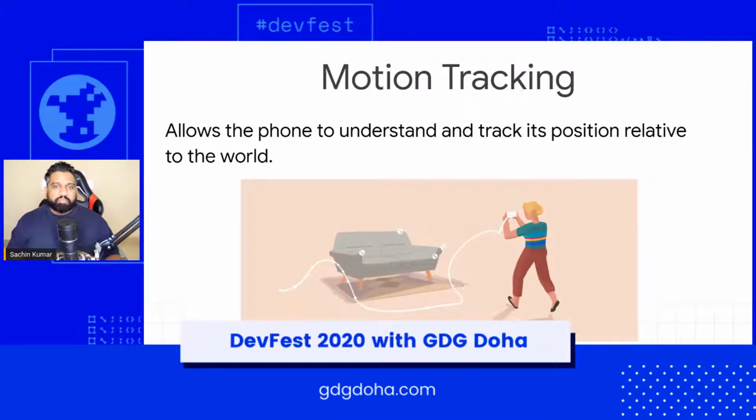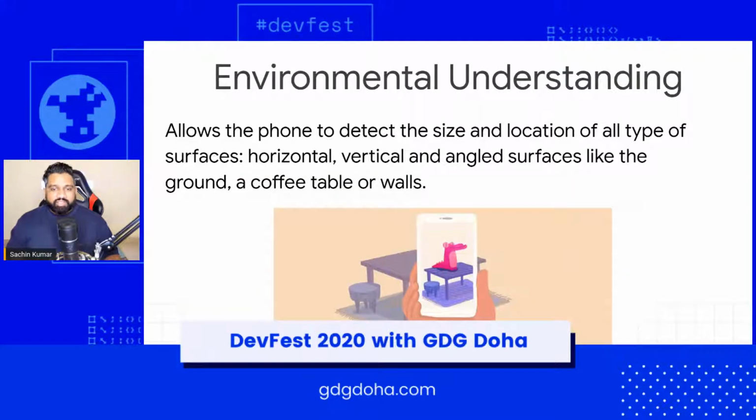So here's an example of what motion tracking is. Again, as I mentioned, environmental understanding allows you to detect the size and location of all types of surfaces, be it horizontal, vertical, and angled surfaces.